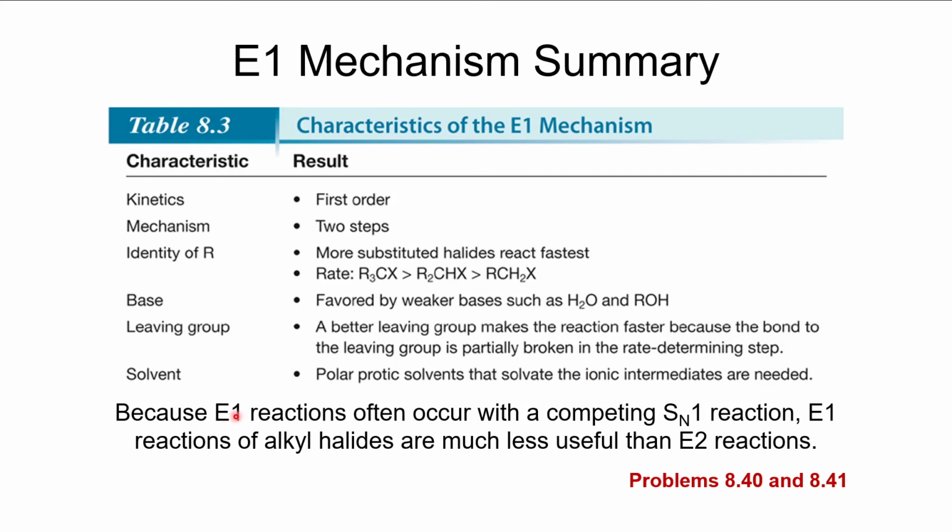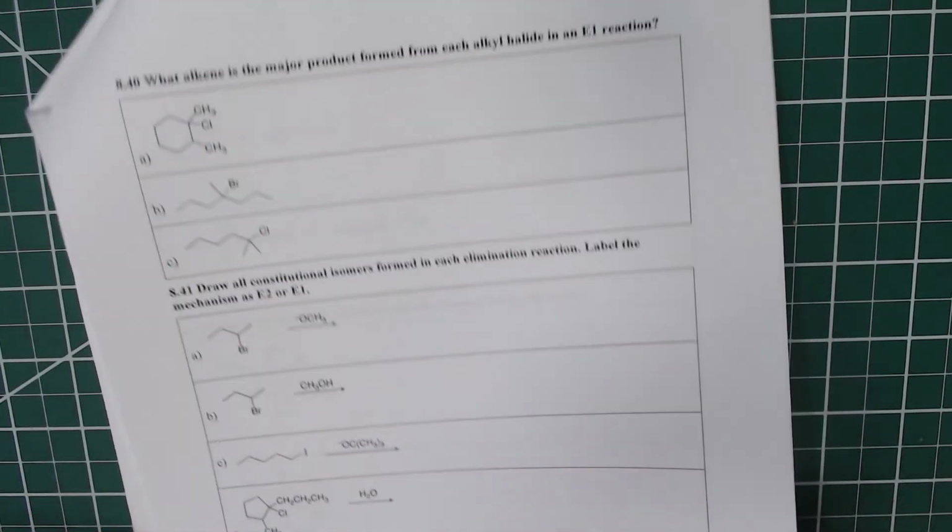So E1 reactions often will occur with competing SN1 reactions, and so the E1 reactions of alkyl halides are not quite as useful. We're going to discuss this in a couple of minutes when we look at the next page, but for now we are going to look at numbers 40 and 41. So we'll switch over to our document camera here.